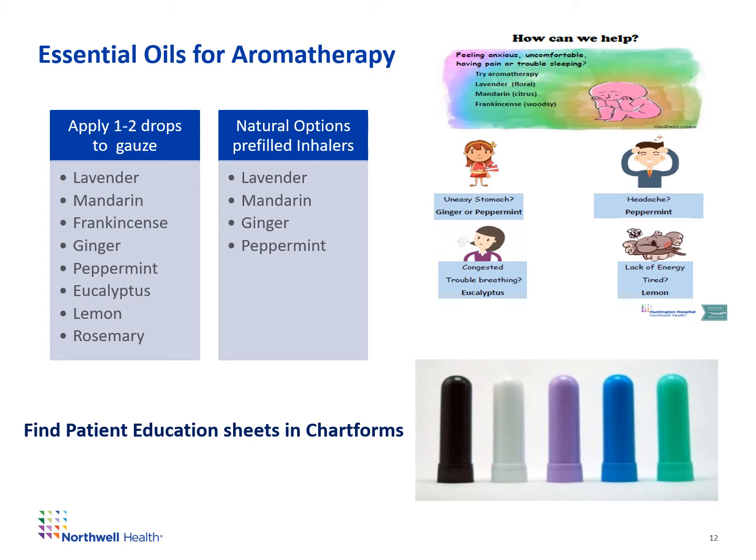But which ones to use? If we're hoping to help someone relax, sleep better, or help with their perceptions of pain, you may choose lavender, mandarin, or frankincense. If someone has an upset stomach, ginger or peppermint would be the choice. Peppermint is also very good for headaches. And if someone is a little tired, just needs to be uplifted, or having their day brightened, lemon is a good choice. Remember, you can find patient education sheets in chart forms on your desktop, which explain clinical aromatherapy, why you chose that oil, and it gives them a brief breathing exercise as well.